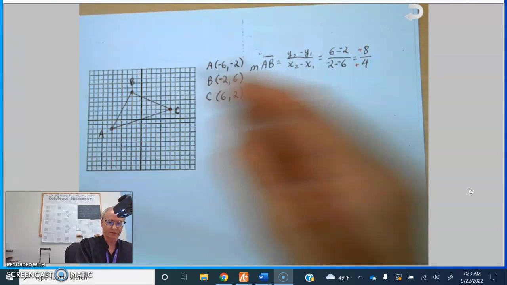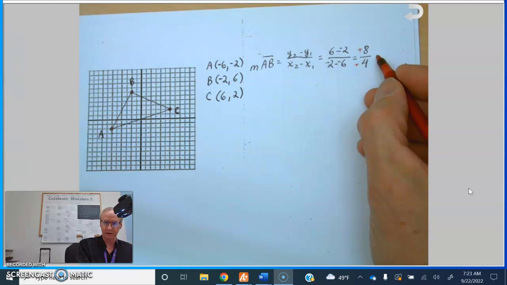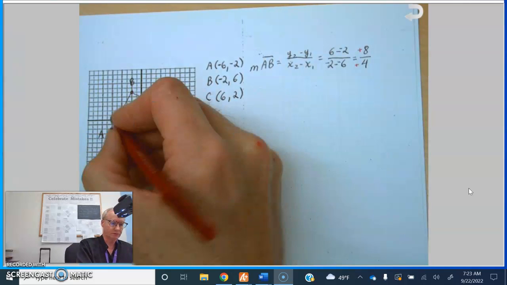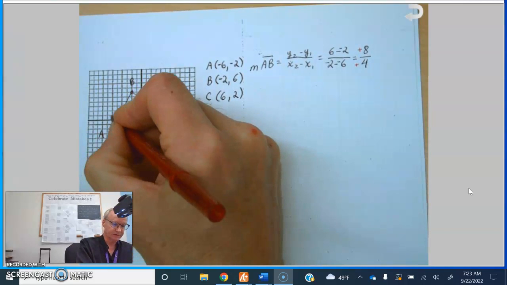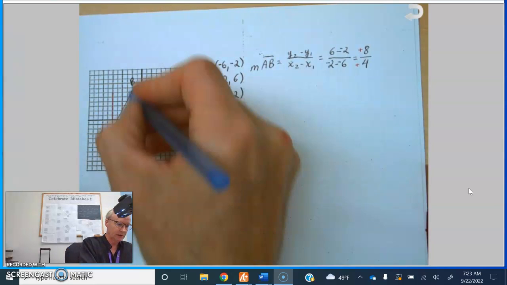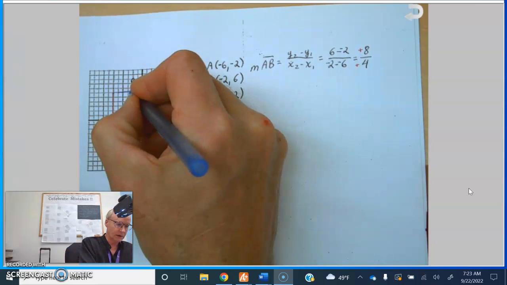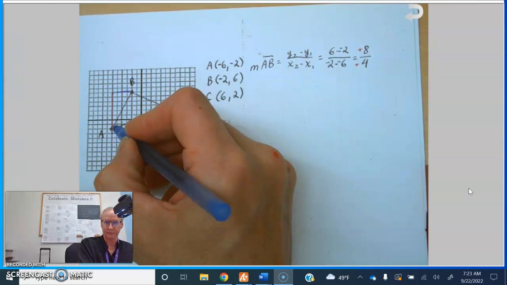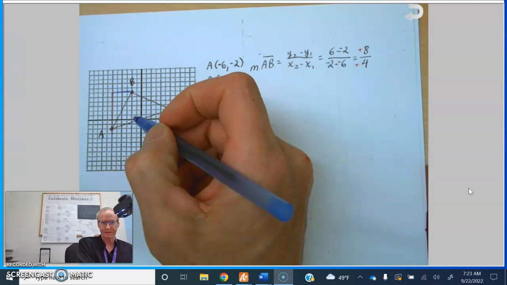Now what we could do is reduce this slope. But what we're going to do instead is use these two distances, this distance of 8 and this distance, I'm going to color code it, this distance of 4 in this right triangle to find the distance from A to B.